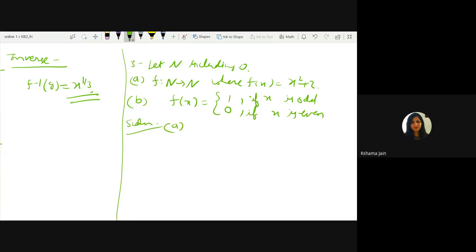Tell me for the first function, is this one-one? Yes, ma'am, it is one-one. Why? What if I put a negative value? All are natural numbers. Correct. Onto?